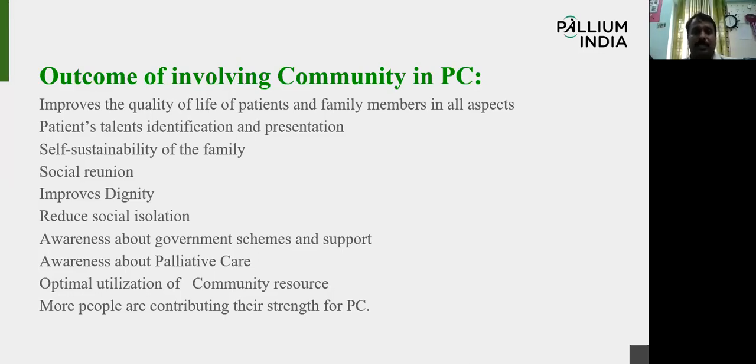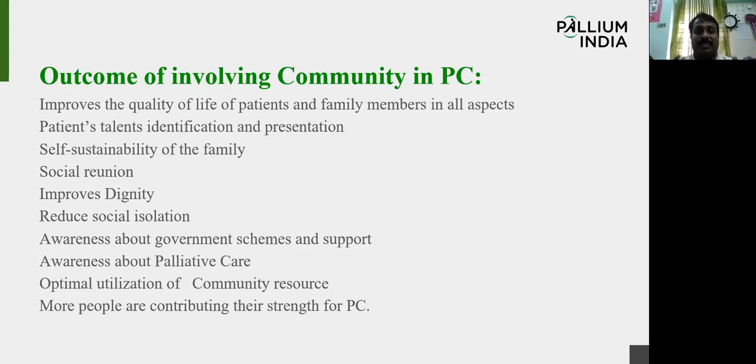Reducing social isolation through social visits, or the usage of social capital, we can reduce the social isolation of that particular beneficiary or family. For awareness about government schemes and support, we know that the central government or the state government is providing different types of welfare schemes based on their need, like the old age pension, cancer pension, like the different welfare schemes are there.